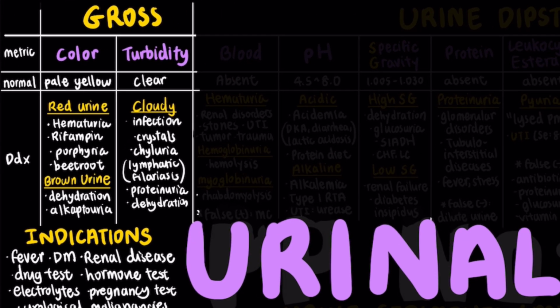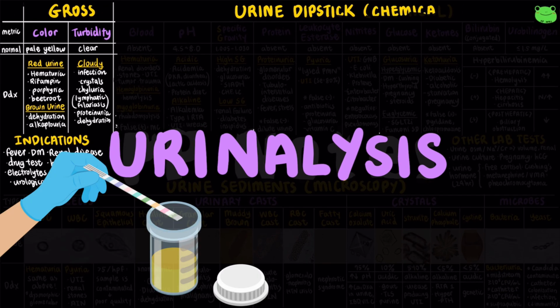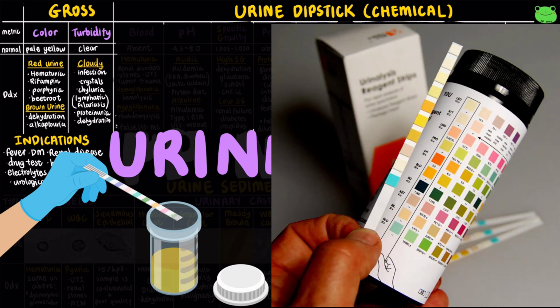Let's move on to the urine dipstick test, also known as the chemical analysis of urine. It's a quick and easy screening tool that uses a plastic strip coated with reagent pads. When dipped into fresh urine, each pad changes color depending on what it detects. It gives us a lot of information in just 1 to 2 minutes.